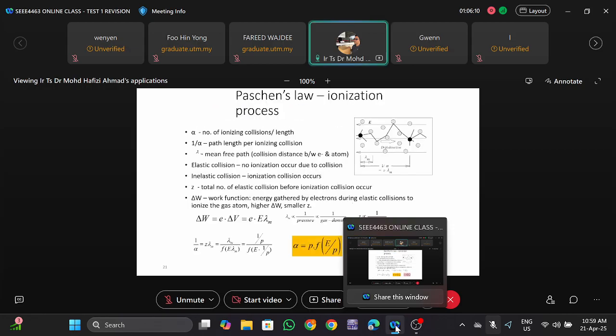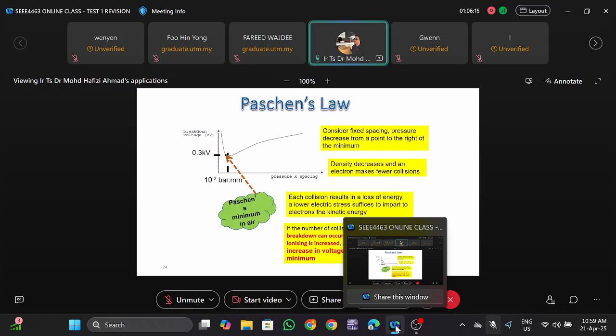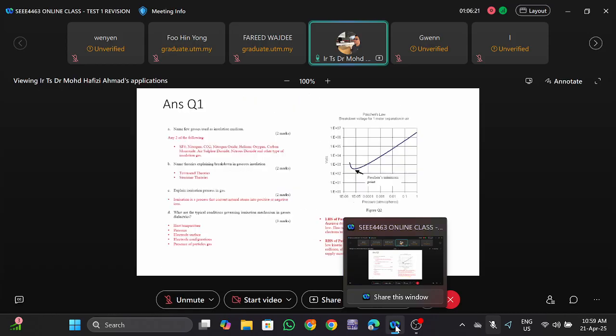Okay, I believe most of the answers already mentioned in the slides, but I'll put some slide here so that you can see. Okay, and these are the answers. So please do more revision on the Paschen's law, because there are quite a lot of theory questions. All right. So yeah, you may need also to use this for your understanding, so hopefully you understand what is the Paschen minimum.